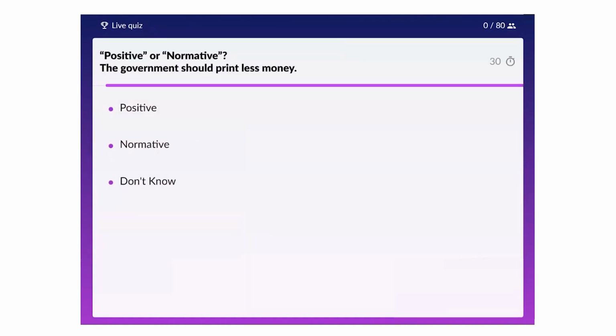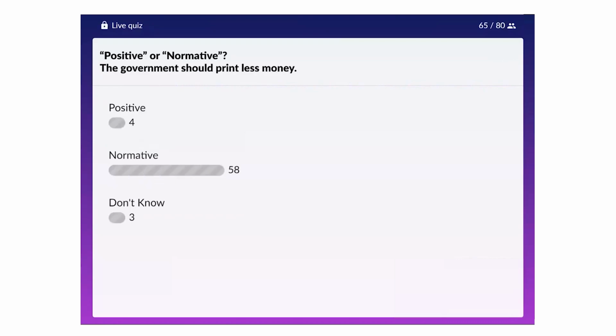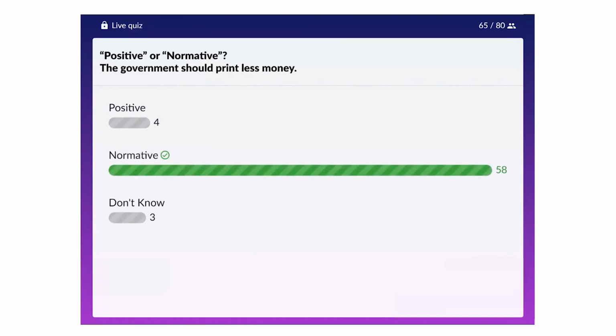Next one, the government should print less money. Positive, normative, or don't know? We'll see the answers after this question. Now we have 10 seconds left. If you have not made your choice, please hurry up. Okay, time's up. Let's look at the results. 4 of you think it's positive, 3 don't know. 58 say this is a normative statement, and that's the correct answer.